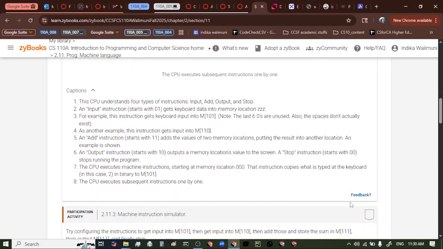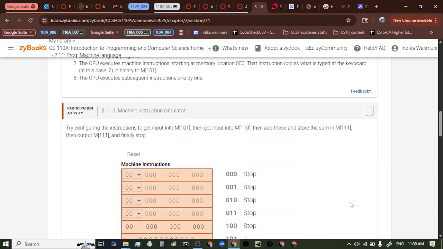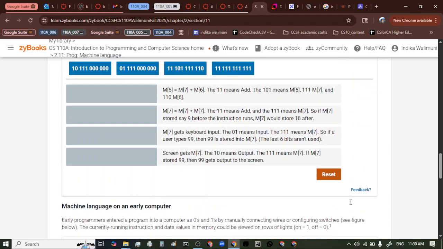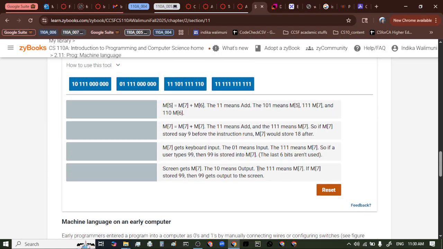So you can see that this is really complicated, right? And you cannot really understand that. So that's why we have the assembly language. Okay, but before that, let's do this one. So you guys can tell me the answer. First one.